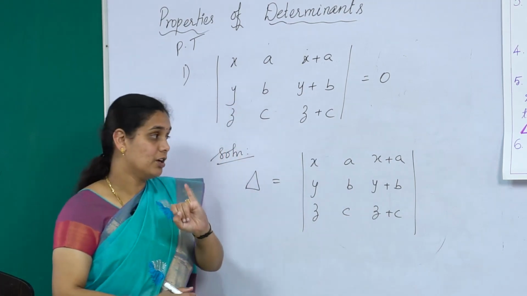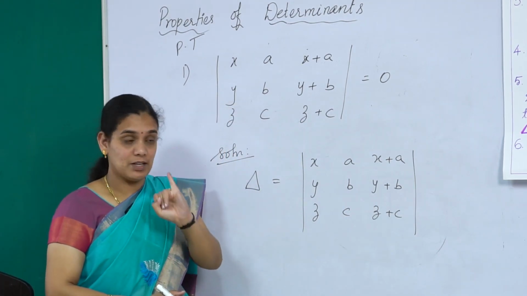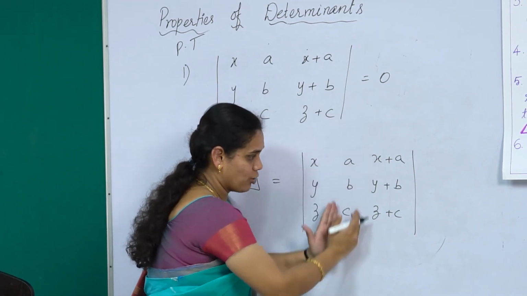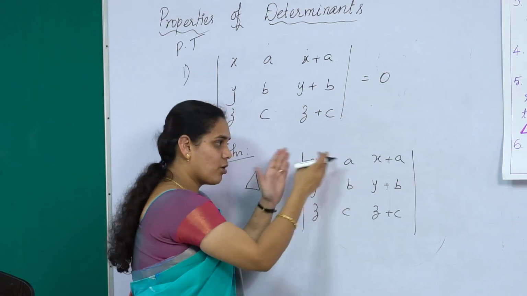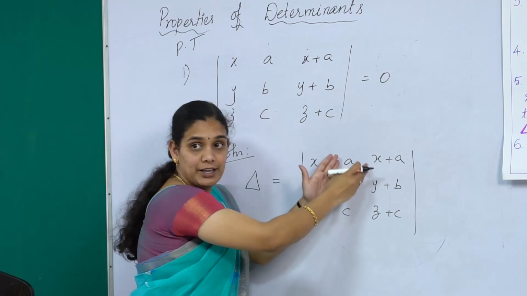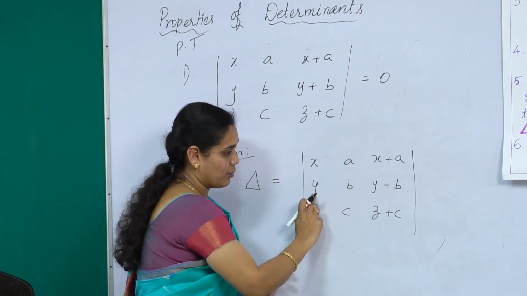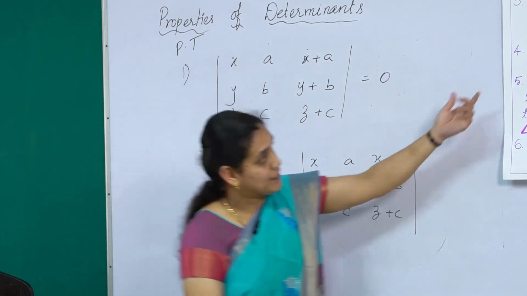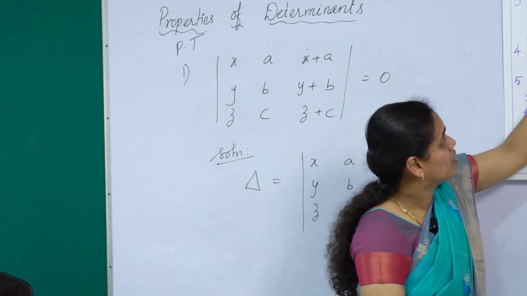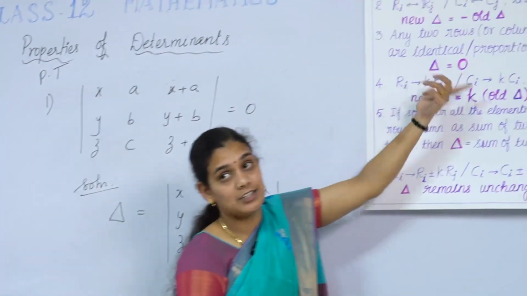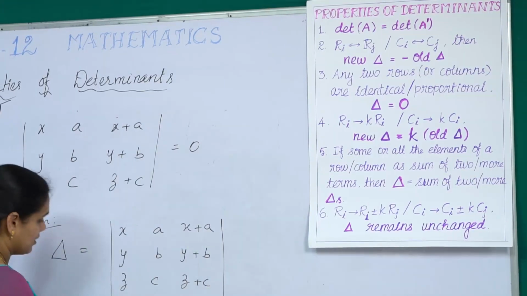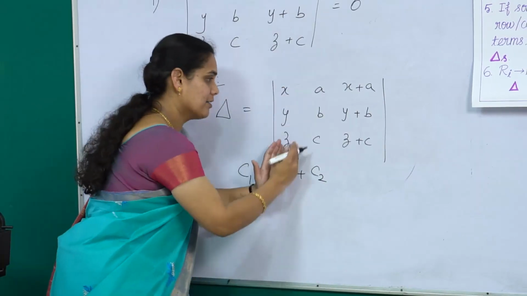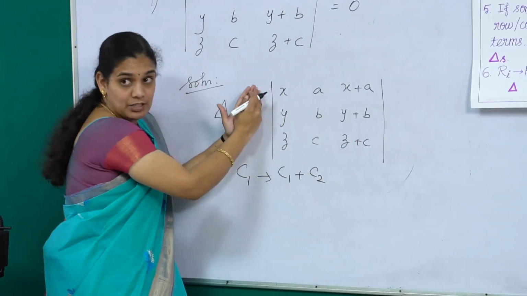The first step is you have to think whether it is possible or not. See, for example, the first column and the second column. If you add this and put it here or here, it's up to you, we get x plus a, y plus b, z plus c. So, by the third property, if any two rows or columns are identical or proportional, then the determinant is 0, easy. So let me write C1 as C1 plus C2. We are going to add C1 and C2 and put it in C1.